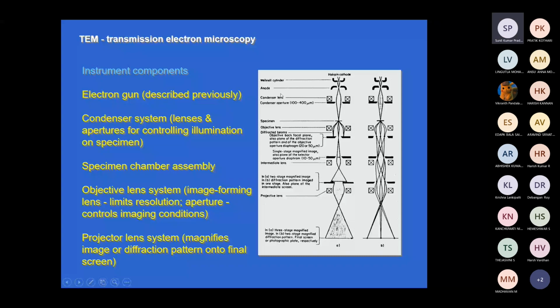Then there are condenser systems, like lenses and apertures, for controlling the illumination of the sample. Now there is a specimen chamber, and then we have the objective lens system, the image forming lens, and the projector lens. The objective lens system is the image forming lens that limits the resolution, and the aperture controls the image condition. The projector lens system magnifies the image and diffraction pattern onto the final screen. So this is the transmission electron microscope we are considering.